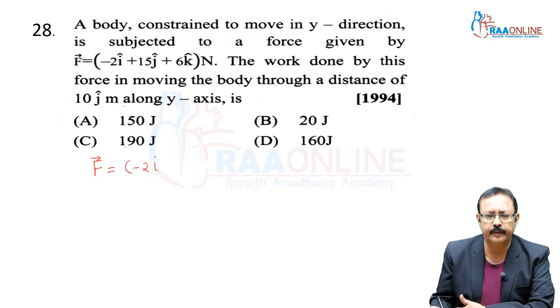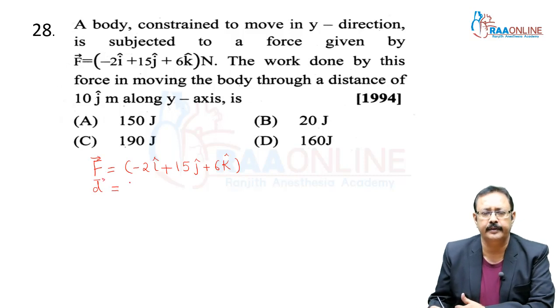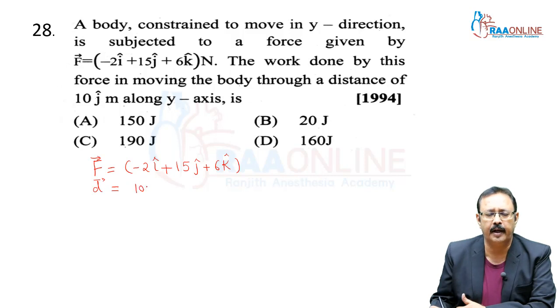Force is minus 2i cap plus 15j cap plus 6k cap. Displacement is again 10j cap. There is no i and k, so you can write it, to avoid the negative marking, as 0i plus 10j plus 0k. Now you will not make any mistake in calculation.